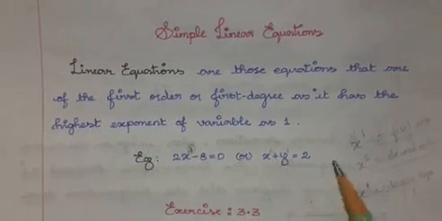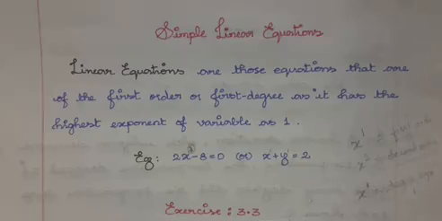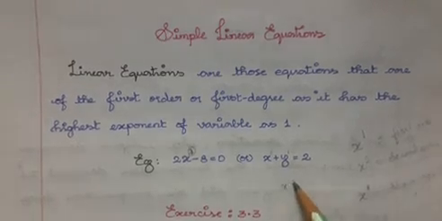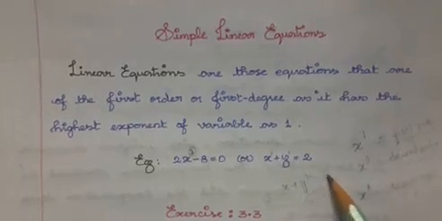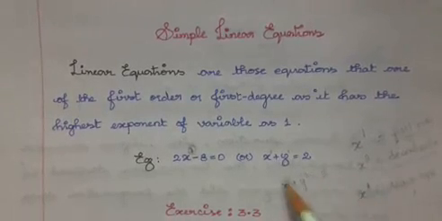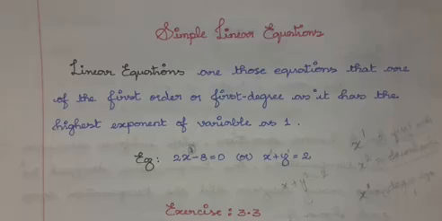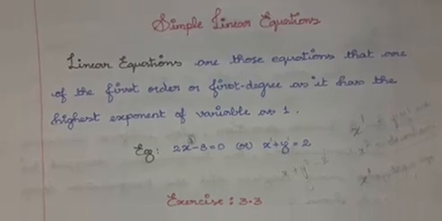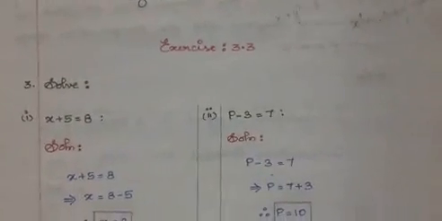If any one of the variables bears a different degree, then we can't call that equation a linear equation. For example, x plus y square is equal to 2. This cannot be called a linear equation. Clear? Okay. Next, we'll move on to exercise 3.3.